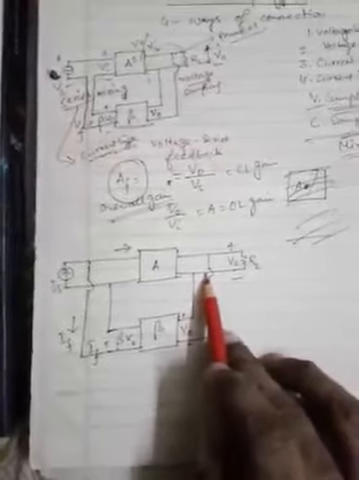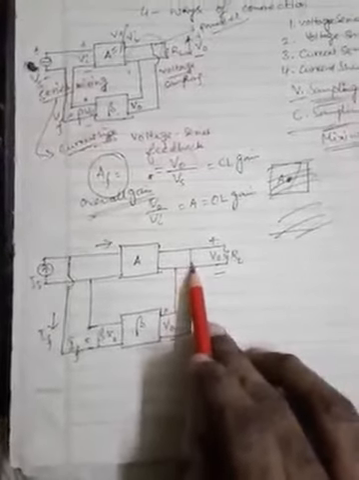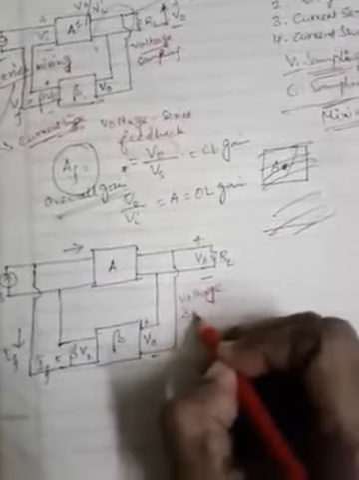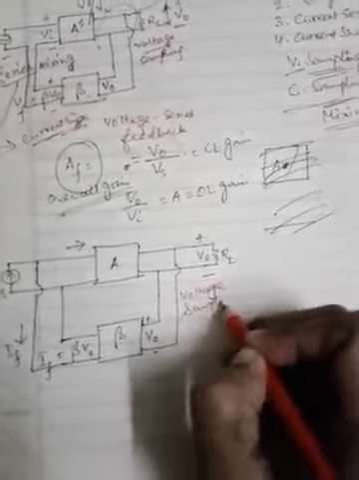As you can see, we are tapping the output in parallel. That means we are taking output voltage. So this is voltage sampling, by the definition of sampling. Because we are tapping parallelly, we are taking voltage, and there is no doubt in it.